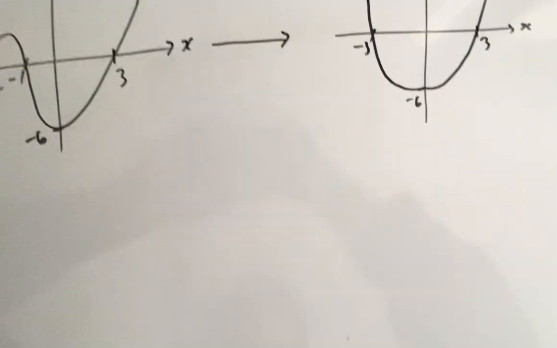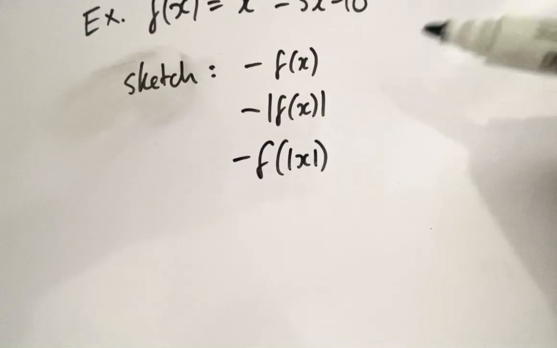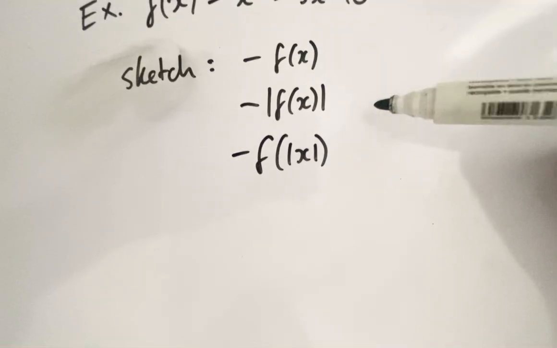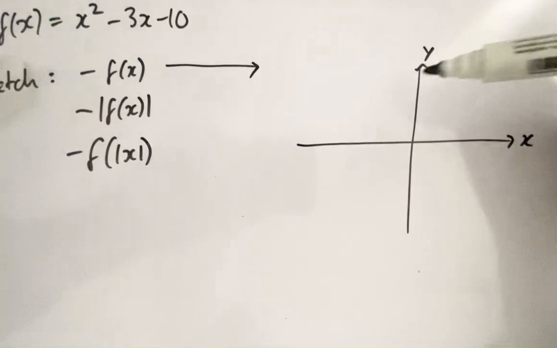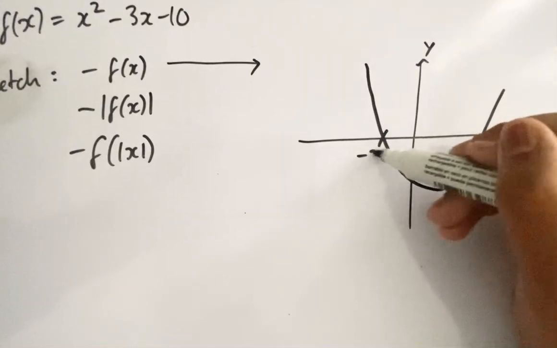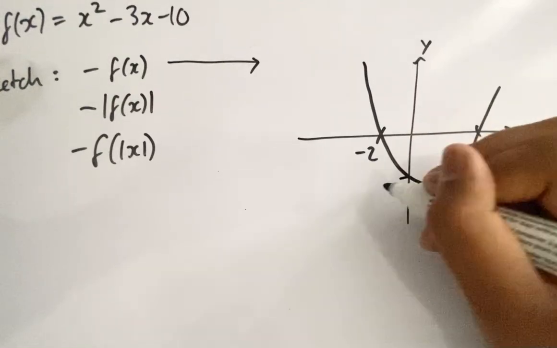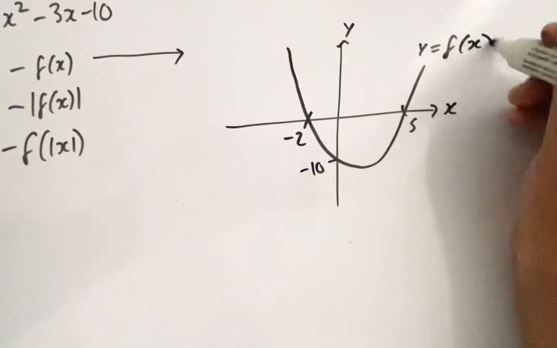That's it. An example. Let's take f of x equals x squared minus 3x minus 10. Let's sketch f of x, the modulus of f of x, and f of the modulus of x. f of x is fairly simple. It's a standard quadratic, which has an x-intercept at minus 2, one at 5, and then the y-intercept at minus 10. This is y equals f of x.